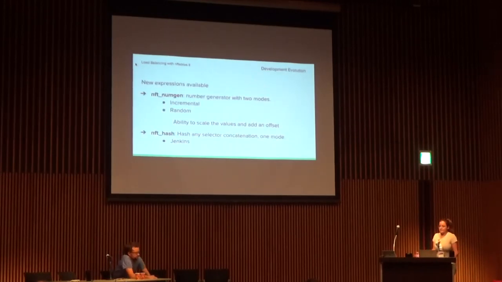Regarding the development evolution that we have been working on, we included two main expressions in nftables. A number generator which supports two modes, incremental and random, and provides the ability to scale values and add an offset. In addition, the hash expression is able to hash any selector concatenation, and currently it has only one mode, which supports the Jenkins hash.